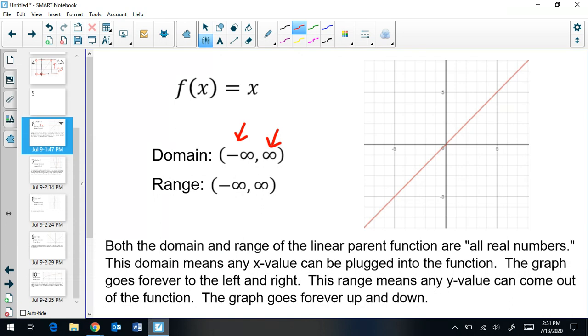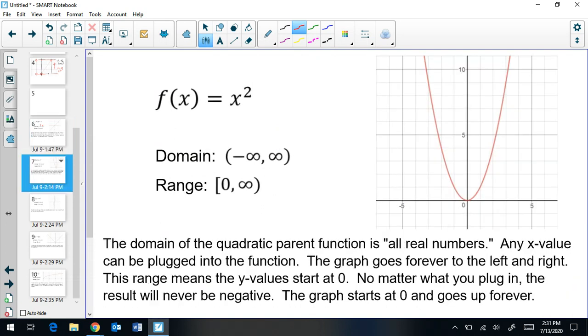Now, if we write this in interval notation, the domain, like I said, is the same as the domain for the linear function. It's going to the left forever, it's going to the right forever. There is no end to the x's that you can plug in. However, with the range, notice it's not negative infinity to positive infinity.